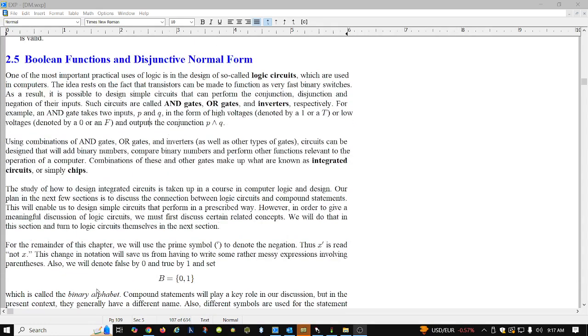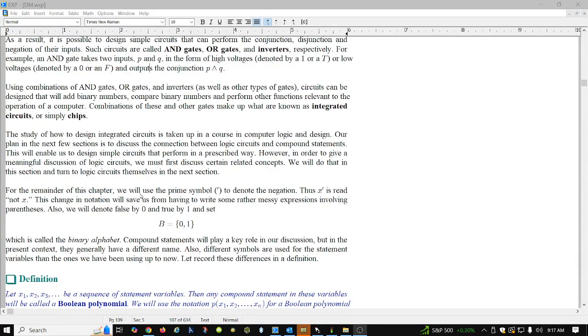For this chapter, we need some notation. We need to change some of the notation we've been using. I'm going to use the prime symbol for negation. So x prime would be read not x. And this is going to save some hassle with unpleasant sets of parentheses and things, because we don't ever need to parenthesize x prime. Also, I'm going to denote false by 0 and true by 1. And we're going to use this binary alphabet.